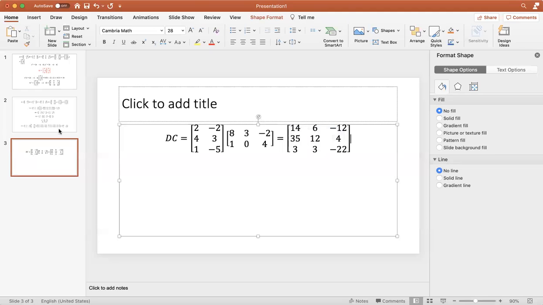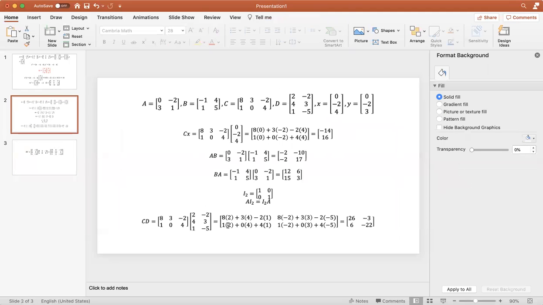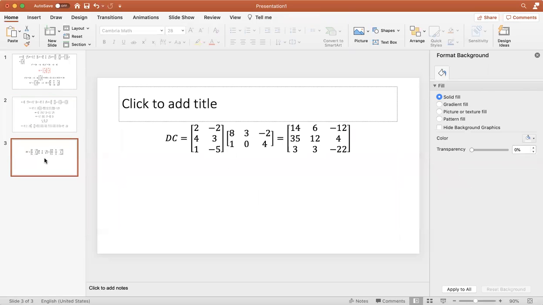So notice it is different. Again, matrix multiplication is not commutative. It is associative, that's fine, but it's not commutative. You cannot just change the order of the matrices. Okay.